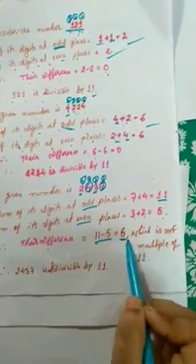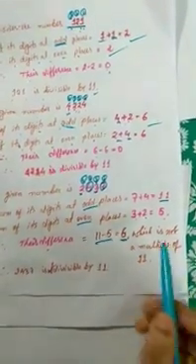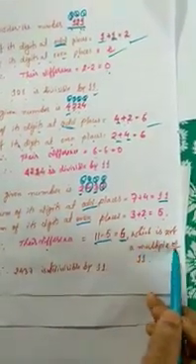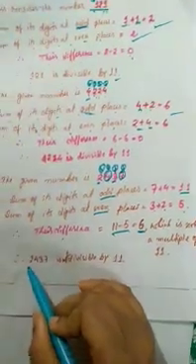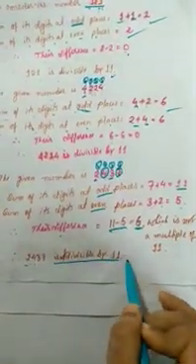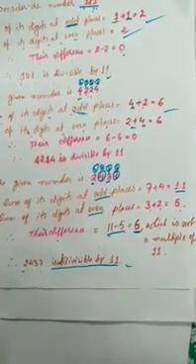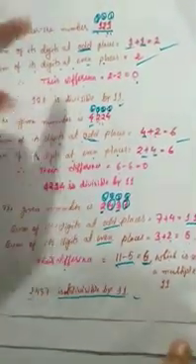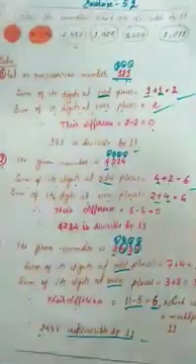So 6 is not a multiple of 11, therefore the whole number 2437 is not divisible by 11. Fine children, I hope this is clear to you now. The rest of the sums can be done by you after solving, then you color it.